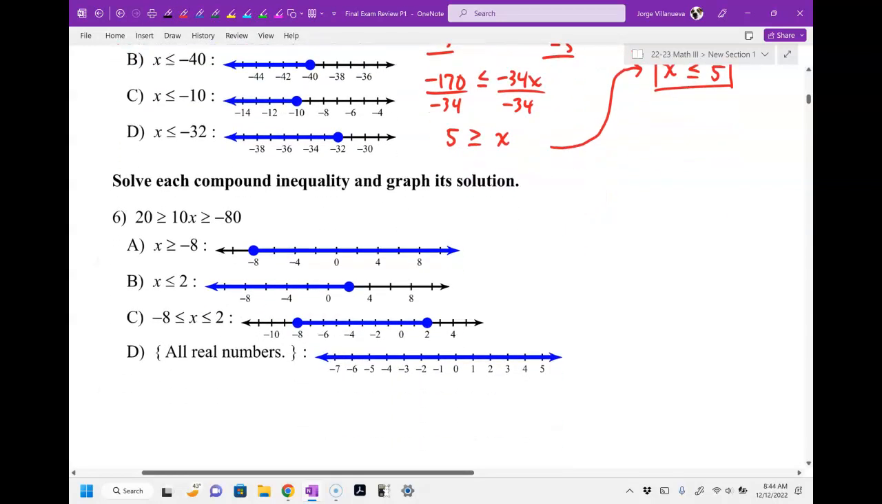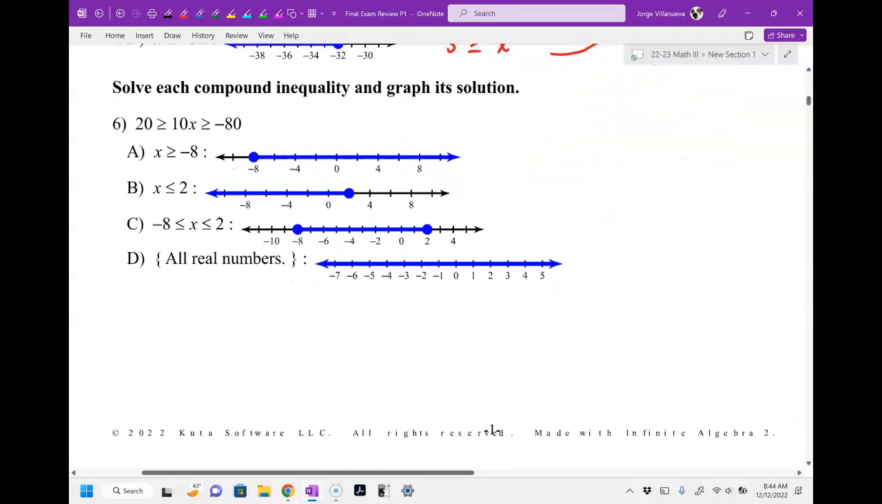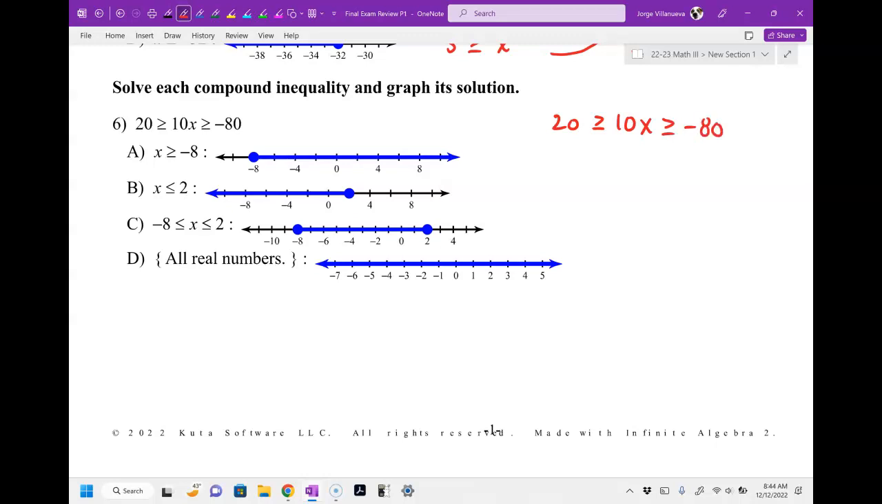Now, number 6 is called a compound inequality. That means that it's multiple things put together. So let me write this out again. All right, so what you're going to want to do is solve for x. So you're going to divide everything by 10. Divide everything by 10. So you get, not 10, I'm sorry, 2 greater than or equal to x greater than or equal to -8. This means that x is stuck between -8 and 2.